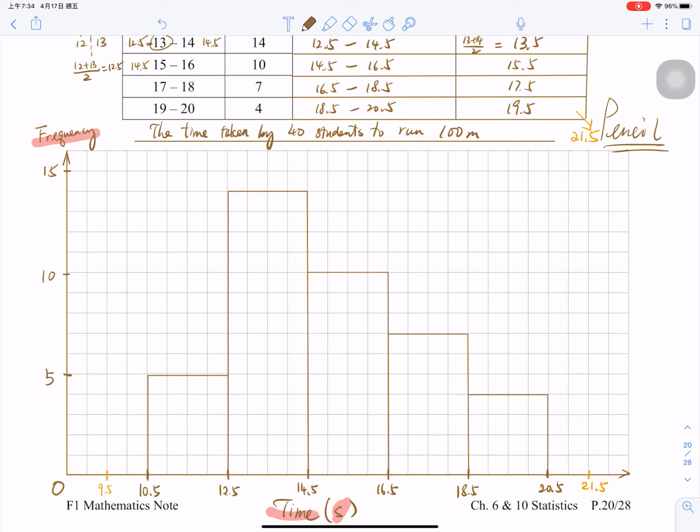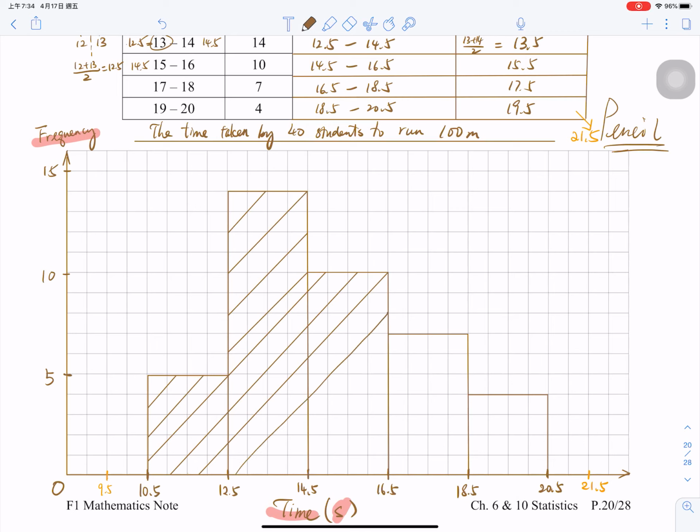Actually, you complete the histogram. However, I want you to shade this one. It's better to shade it and make it more clear. So please shade it after you draw the diagram, after you draw this histogram.